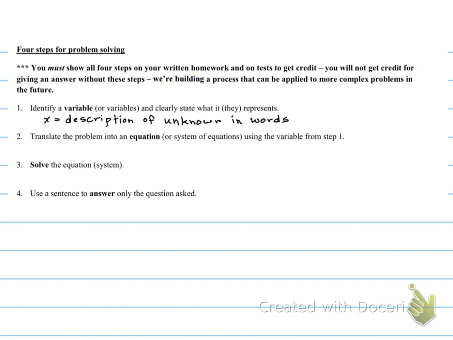So you have a variable, and then you say in words what it represents using one of the unknowns in your problem. The next is to translate the problem into an equation or system of equations. We'll be doing systems tomorrow. You will be doing systems tomorrow. So today we're just doing single equations. Then we'll solve the equation or system, and then we're going to use a sentence to answer only the question asked. In step 4, there should be no math.